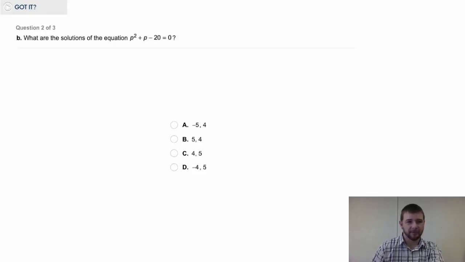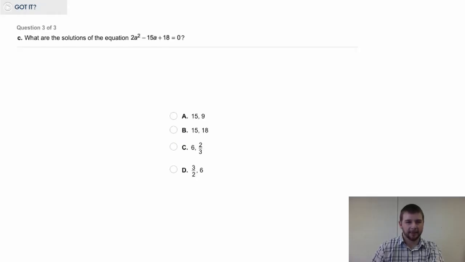And question 2 of 3. What are the solutions of the equation p squared plus p minus 20 equals 0? Work carefully and make your selection from the choices below. And got it, question 3 of 3. What are the solutions of the equation 2a squared minus 15a plus 18 equals 0? Work carefully, make your selection from the choices below.